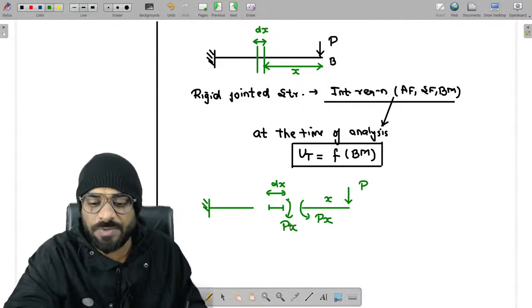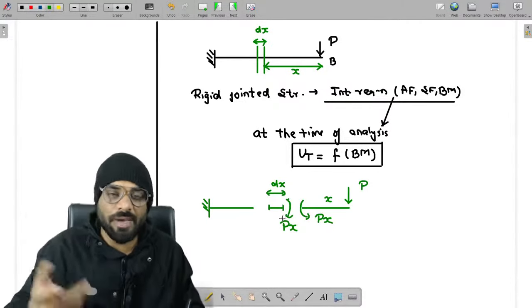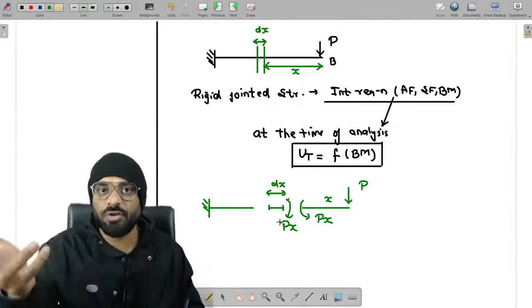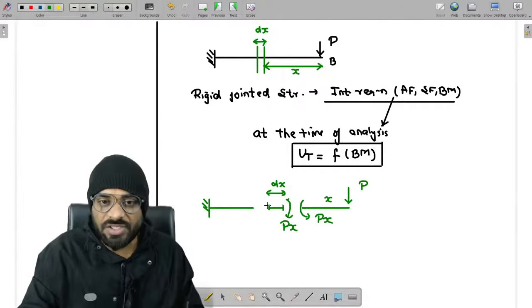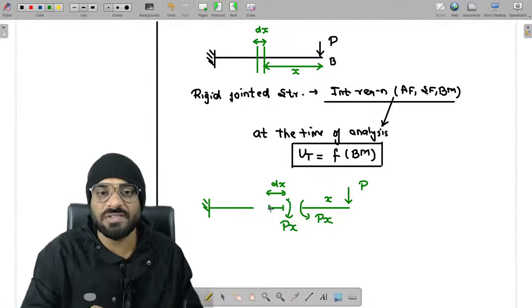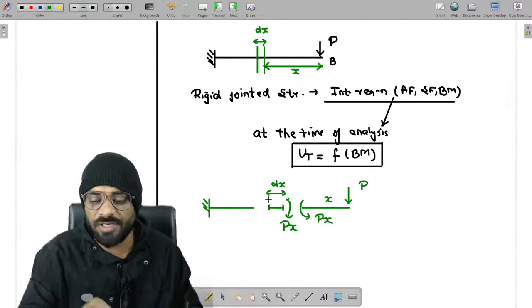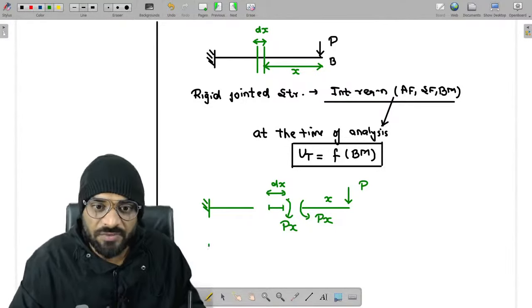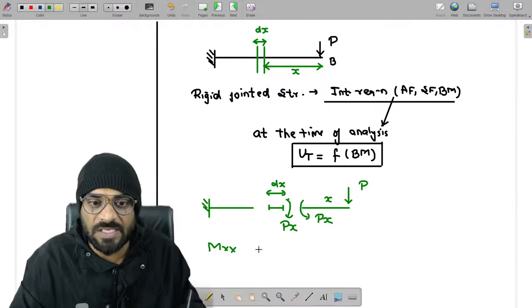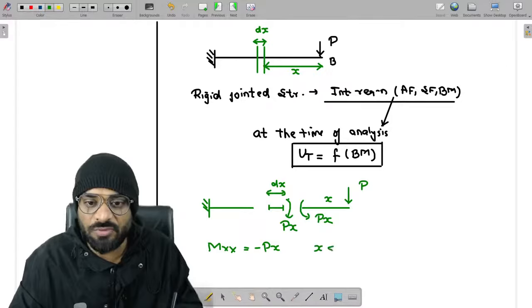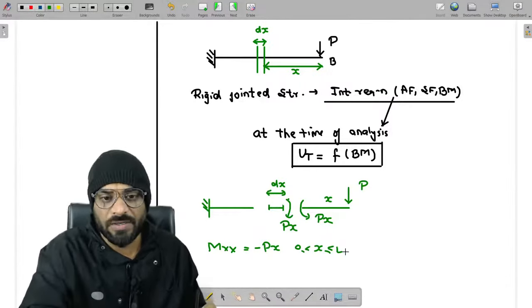Now tell me guys, will this P into X be hogging or sagging? It will be hogging. That means negative on the top, or you can say tension at the top. Due to that reason, we'll consider this a hogging moment for this particular element. Clear? So guys, we can write here Mxx is equal to minus Px, and we can vary the value of x from 0 to L.